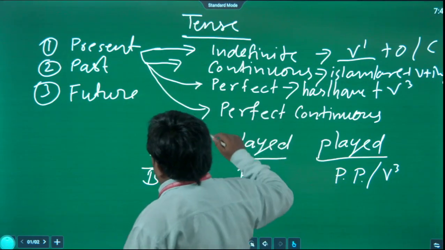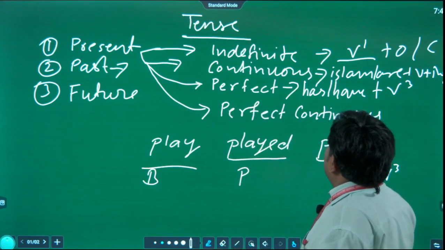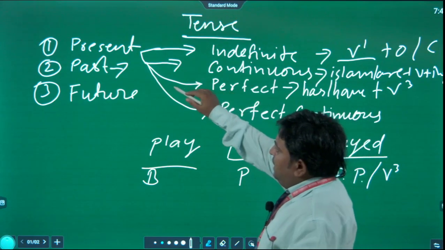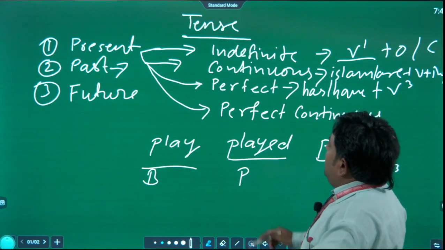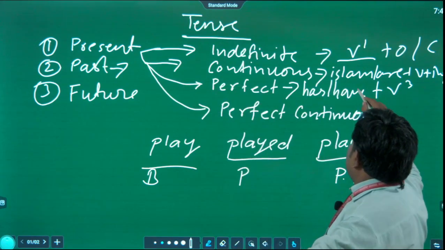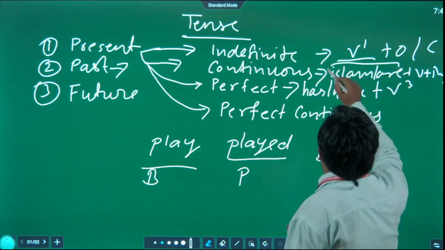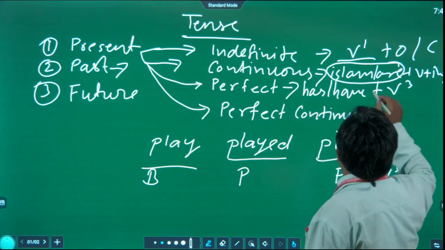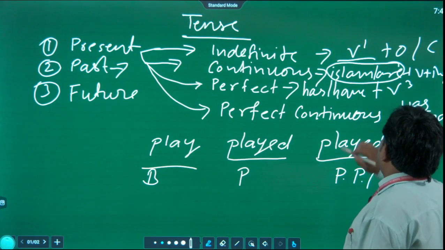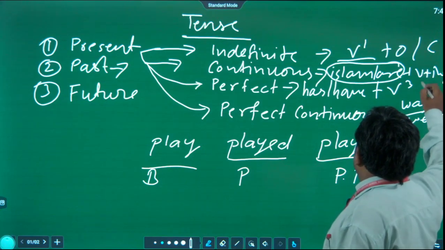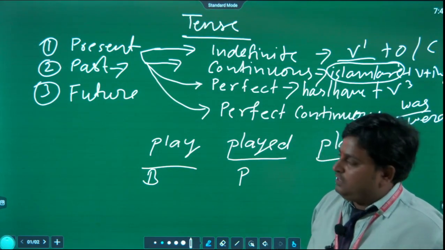Just like this, in the past tense, we talk about past action. Here in the past indefinite tense, we use the second form of the verb. In the past continuous tense, we use was and were. In the place of is, am, are, we use was and were in the past continuous tense. And the ing form of the verb we use in every continuous tense.